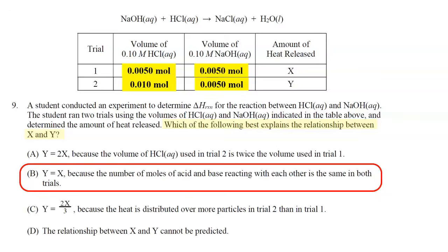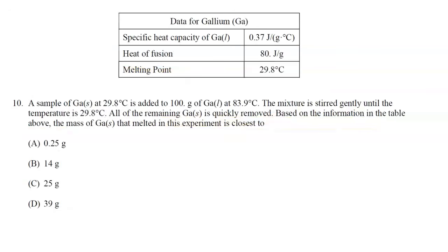Now let's take a look at question 10. In question 10, we are given a data table, and in the data table, it refers to information for the element gallium, which has the symbol Ga. We are given the specific heat capacity of liquid gallium. We are given the heat of fusion, which has to do with the amount of heat required to melt gallium. And then we're also given the melting point of gallium.